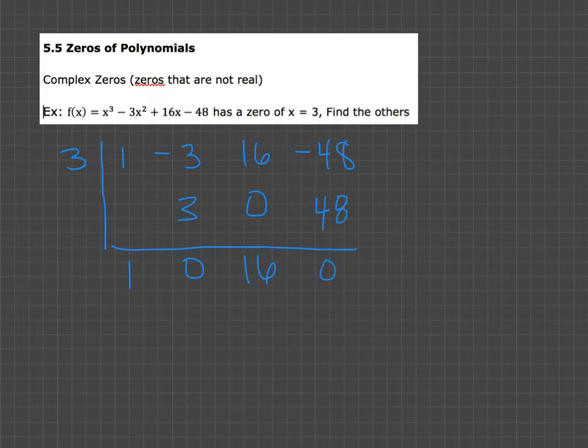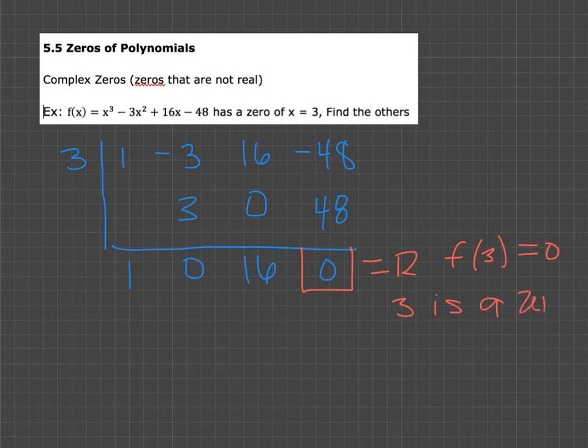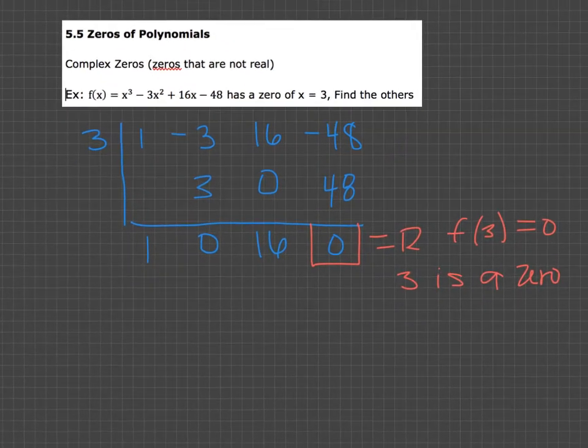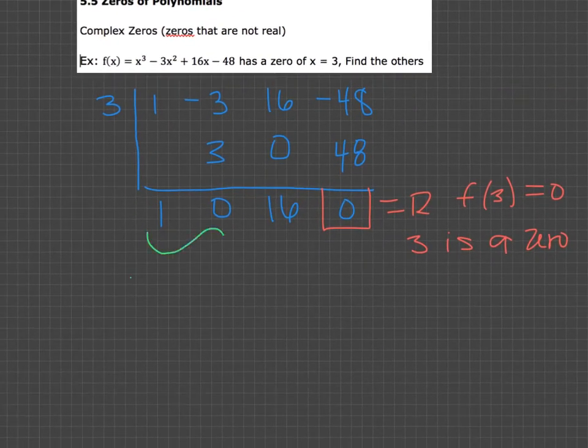We add that down and we get 0, which is the remainder, and that's what we would expect because x equal to 3 is a 0. So remember that means f of 3 equals 0, which just confirms that 3 is a 0. Okay, so that's great. We were told that. We just confirmed it. This is the real result of the synthetic division. It gives us the coefficients of the other factor.